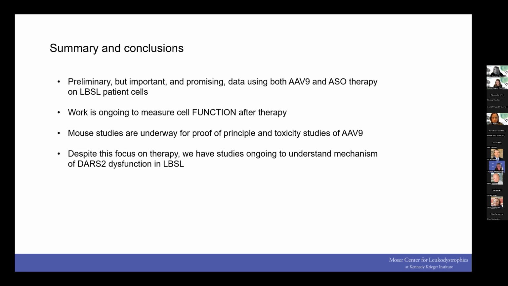We also have 2 different mouse models right now, one of which in the past few days has started to show phenotypes. So we're really excited to be able to explore that and then hopefully test some of these therapies there as well. And then despite this focus on therapy, we always have multiple balls in multiple courts. And so we are still looking at trying to understand mechanism of LBSL and of DARS2 dysfunction. So we have studies that are ongoing, looking at DARS2 interactions and how DARS2 might be dysregulated across these cells. So hopefully that's something that we'll be able to share with you in the future as well.